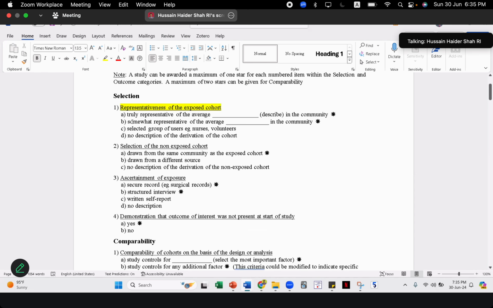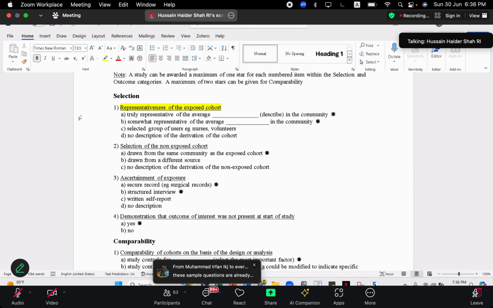So we check. I put this manuscript, this cohort study, on one side and this set of questions on the other, and thoroughly go through the manuscript first and see if all the questions mentioned in this scale are answered in the manuscript. Up till now, it is clear.